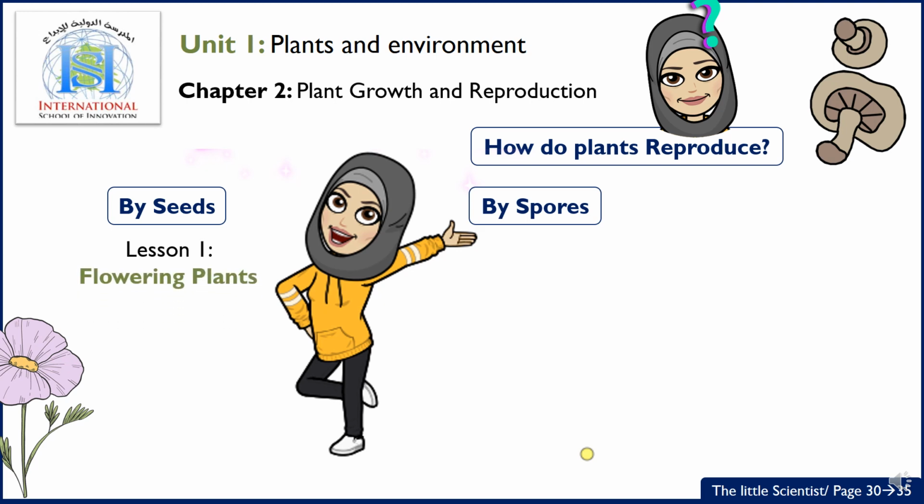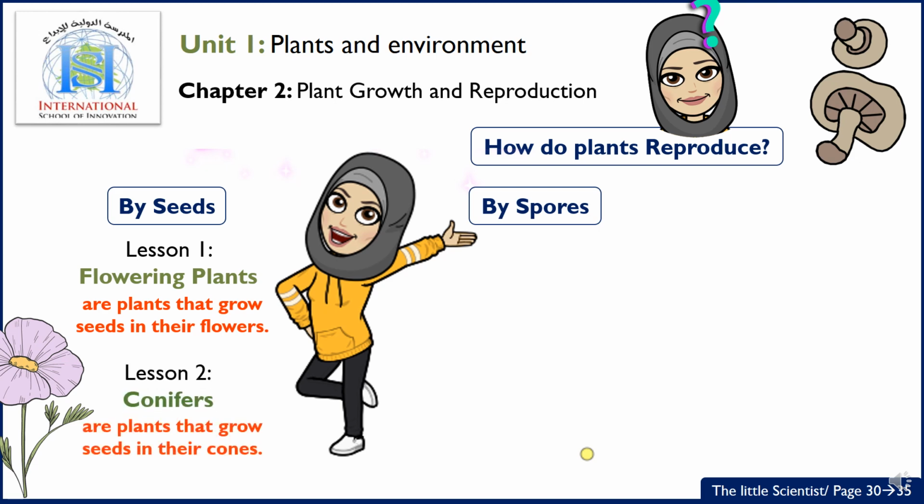As we saw in lesson 1, flowering plants are plants that have a flower and make a seed inside the flower, or make a seed inside their cones. But how do plants reproduce by spores?